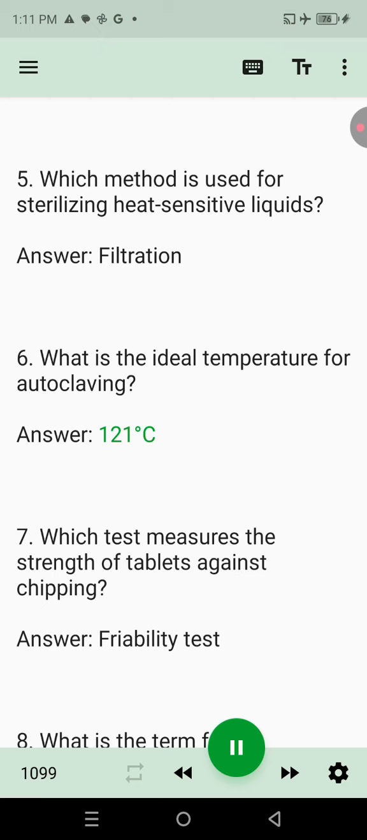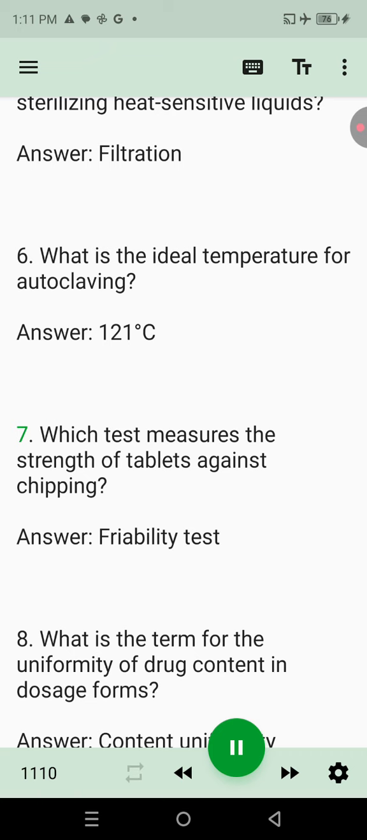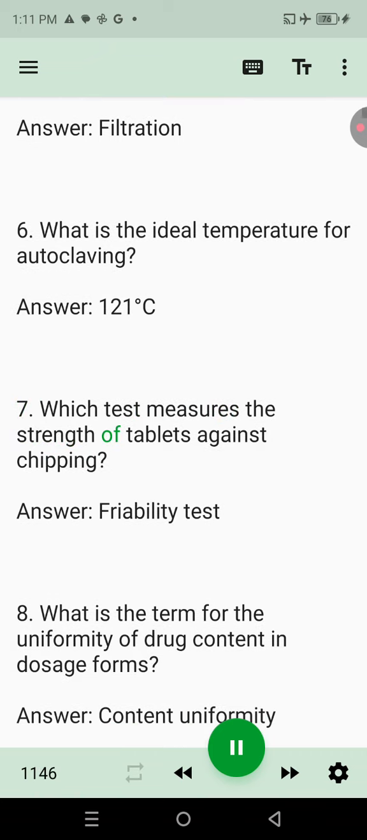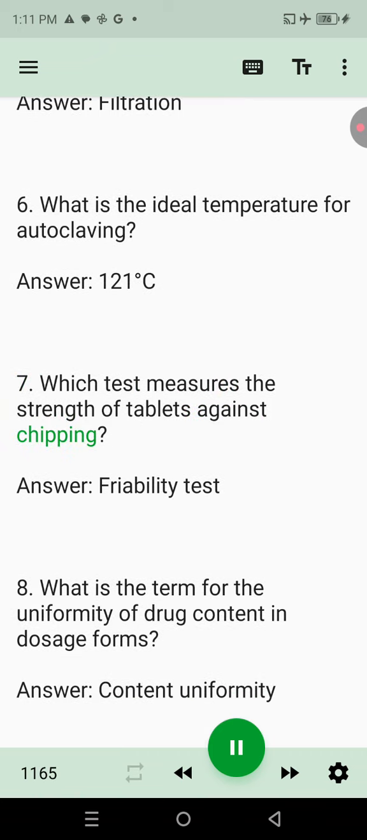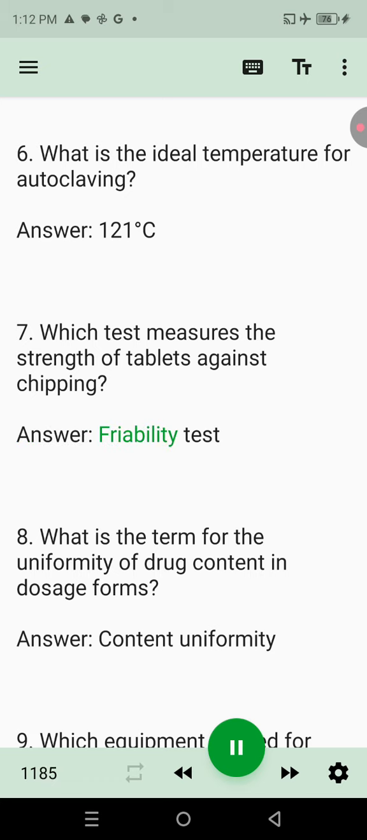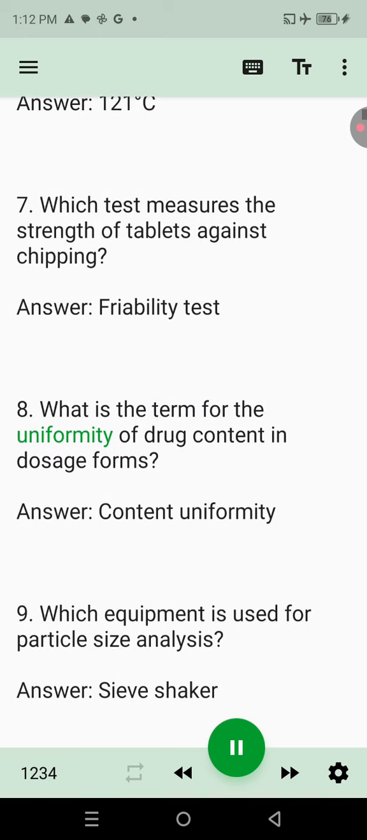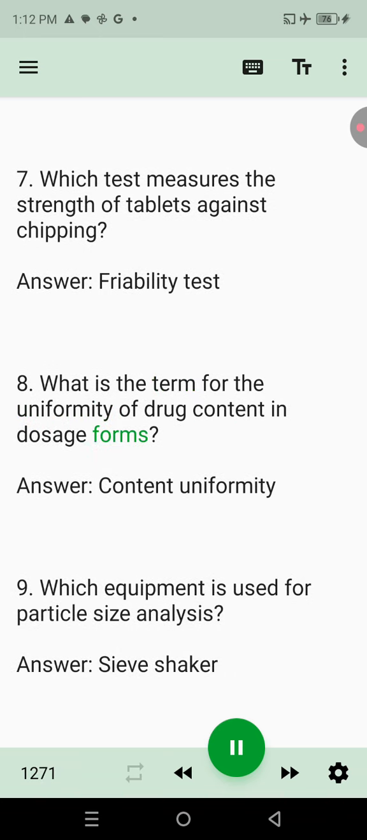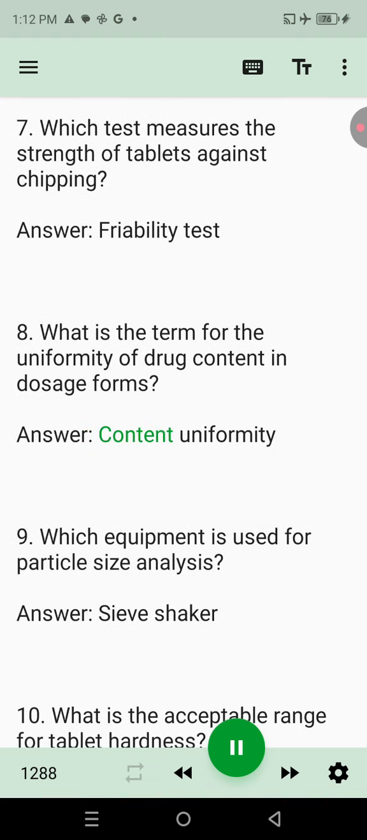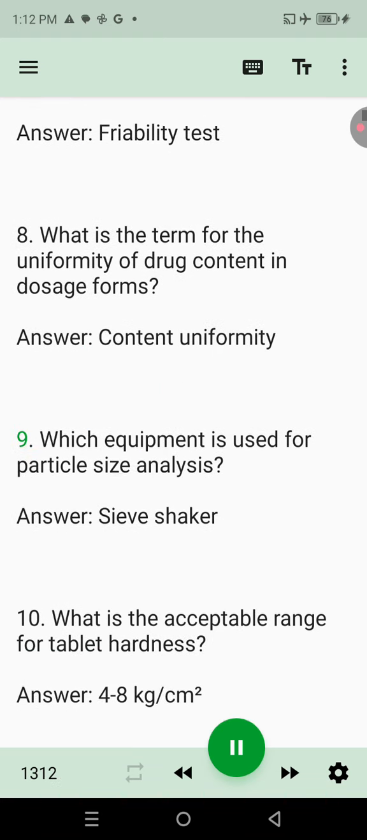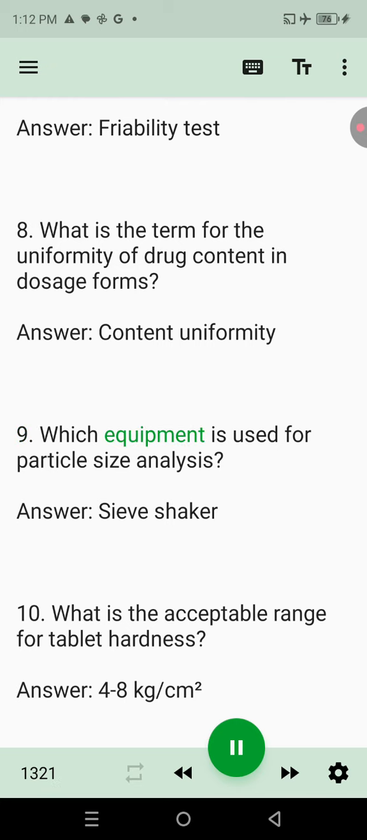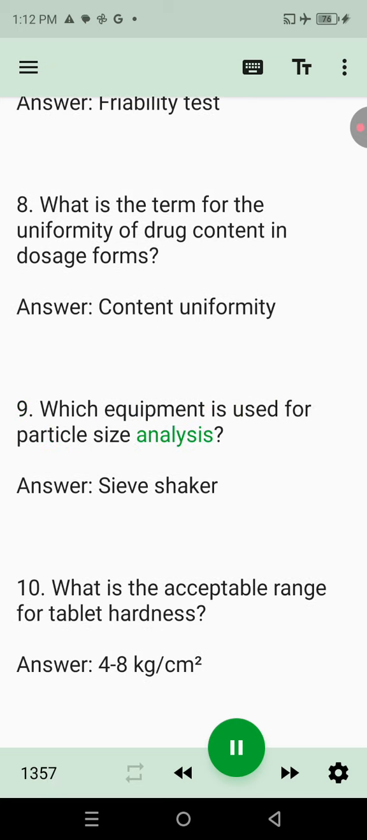Answer: 121 degrees Celsius. 7. Which test measures the strength of tablets against chipping? Answer: friability test. 8. What is the term for the uniformity of drug content in dosage forms? Answer: content uniformity.